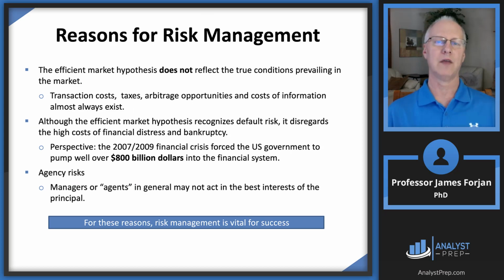All right, so now that we see what the academics and maybe what some practical guidelines are for avoiding risk management, and we probably don't like those very much, let's go ahead and look at some compelling reasons for risk management. The efficient markets hypothesis does not reflect true conditions prevailing in the market. There are things like transaction costs and taxes. Costs of gathering information almost always exist. And then there are arbitrage opportunities, mainly because the price of an asset which trades in different markets is not always the exact same price.